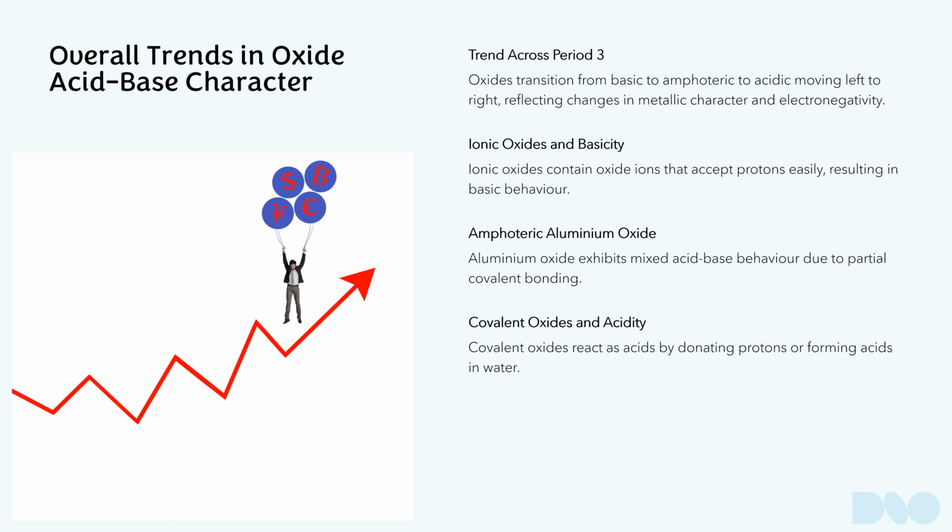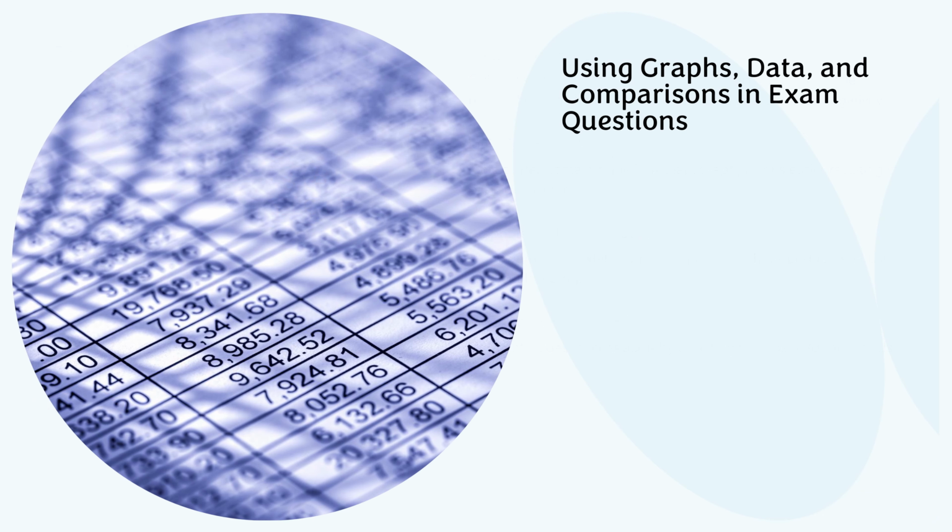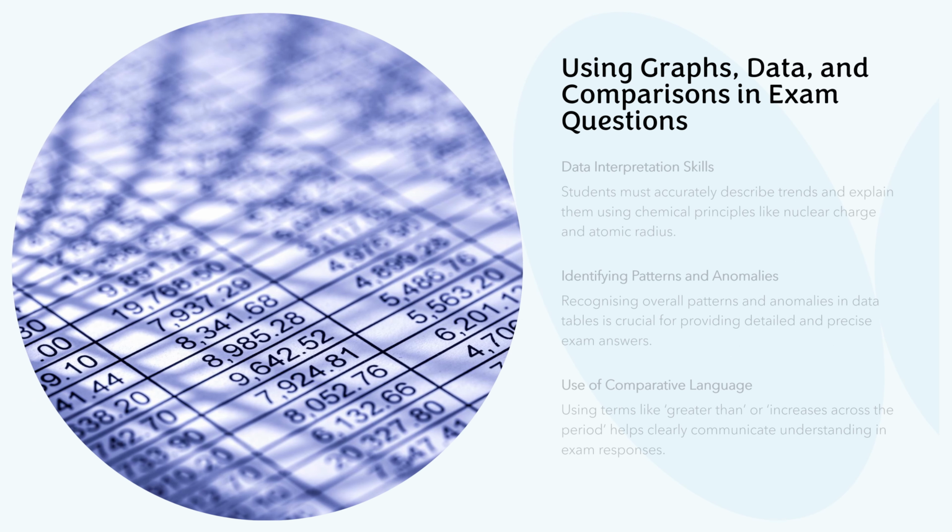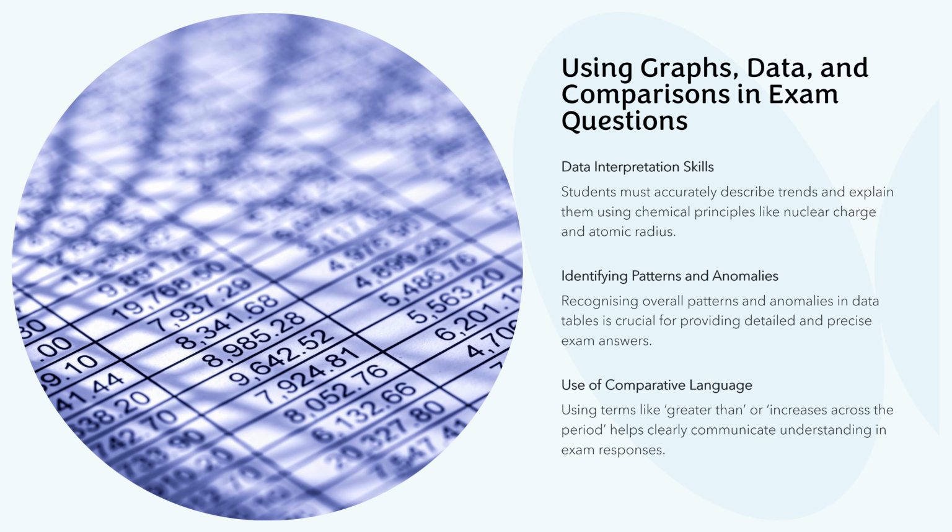On the left, ionic oxides contain oxide ions that readily accept protons, making them basic. In the middle, aluminium oxide shows mixed behavior due to its partial covalent character. On the right, covalent oxides react by forming acids in water or by acting as proton donors. Graphs and data tables are included related to period 3 properties, such as ionization energy or melting point.